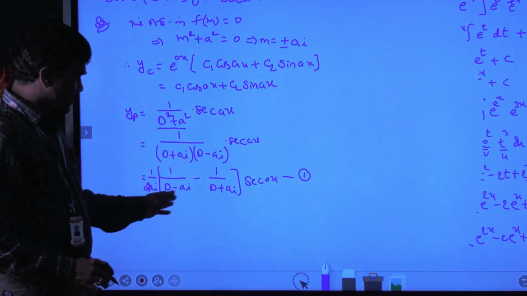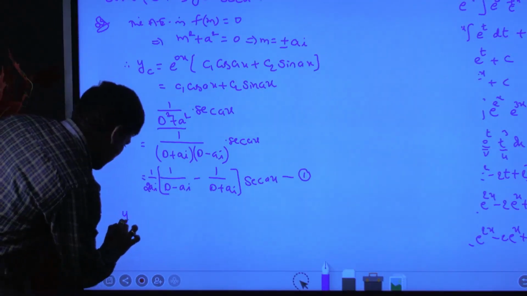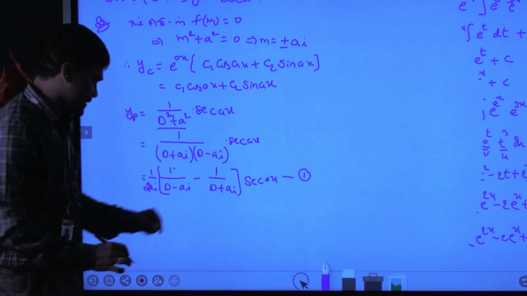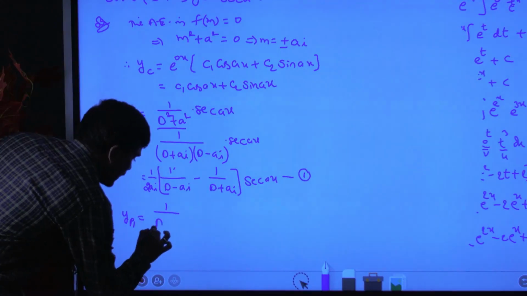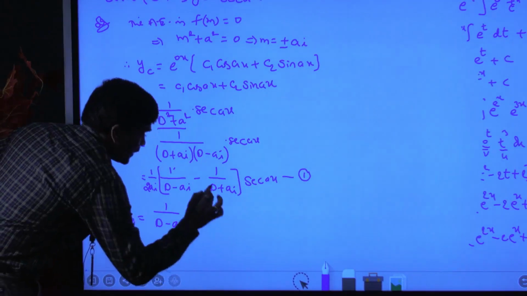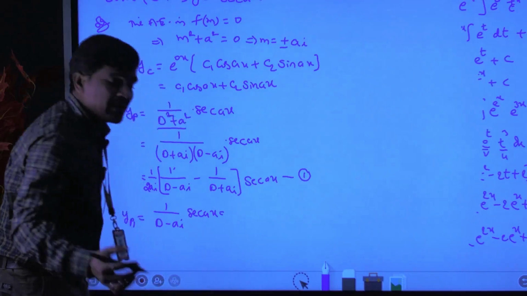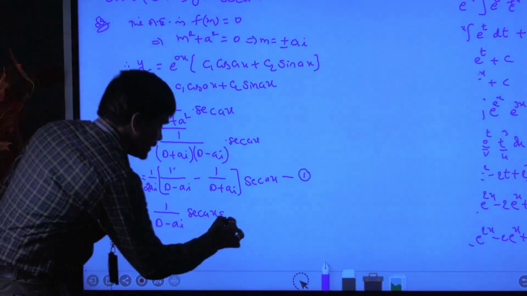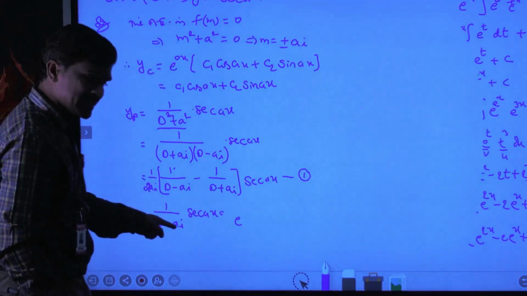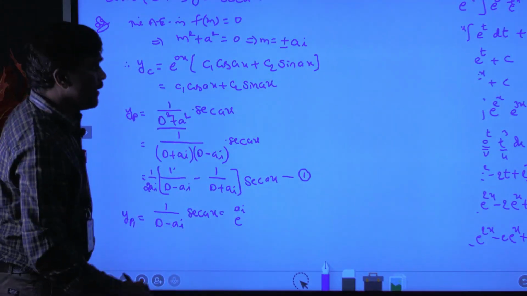Here also, separate the yp1 and yp2. Now take yp1. What is yp1? 1 by D minus ai into secant ax. Now again compare with 1 by D minus alpha into Q, which is e power alpha x integral of Q e power minus alpha x dx. What is alpha here? Minus ai, right?